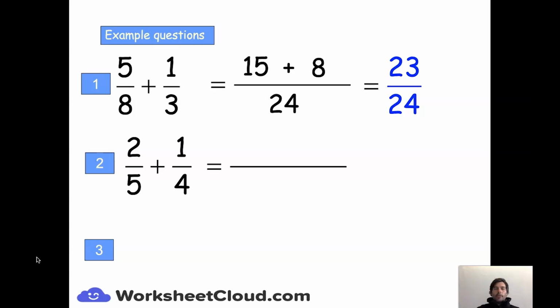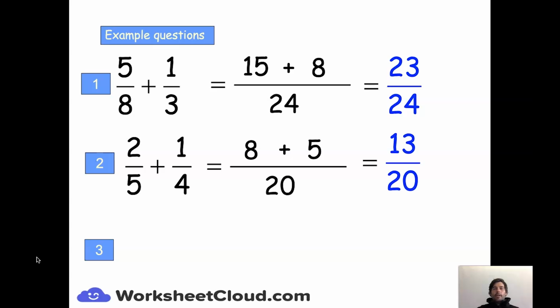Once you've written out those times tables, you should have recognized that 20 was the first number that appeared in both sets. So if I look at 2/5, 5 times 4 is 20. I must therefore do the same to the numerator. 2 times 4 is 8. If I look at 1/4, and I look at the denominator, 4 times 5 is 20. So I do the same to the numerator. 1 times 5 is 5.